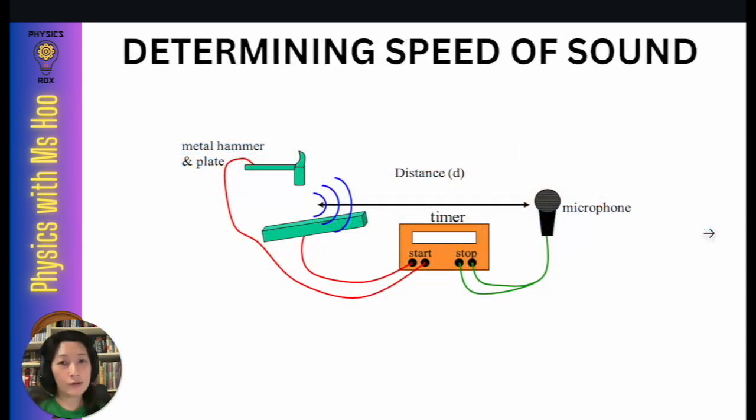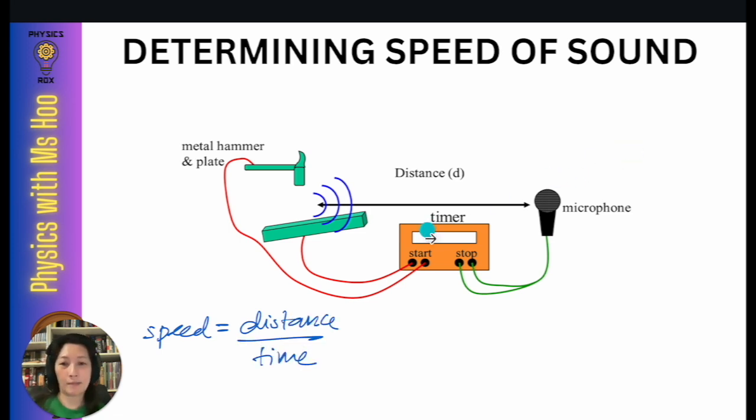You have to also know the experiment to determine the speed of sound in air, and this is actually quite logical. To determine the speed of sound, it's just a matter of understanding how to calculate speed, which is of course using the formula of speed equals distance over time. So the experiment would involve using a timer. So the timer is started and stopped by using sound sensors.